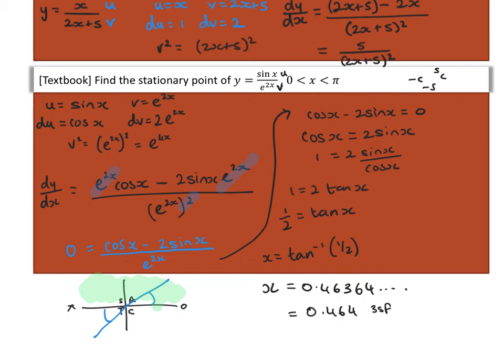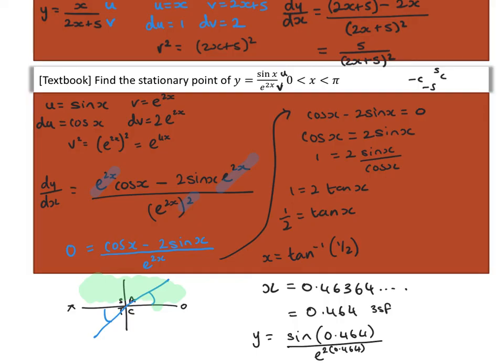Okay, so we have our x coordinate. It wants to find the stationary point. We now need to find our y coordinate. I'm going to substitute this back into here to find y. So y equals sine of 0.464 over e to the power of 2 lots of 0.464.